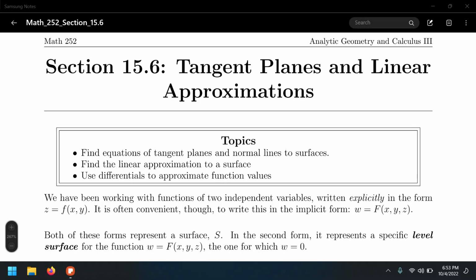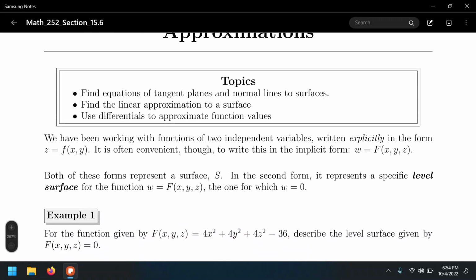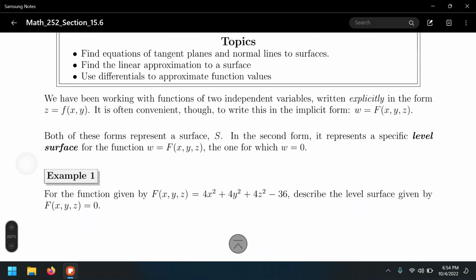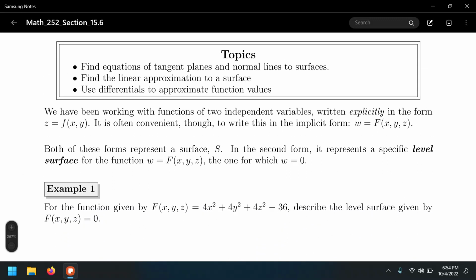Getting into the actual topic about the standard planes, let's do some review about surfaces and some of the equations of the plane and the line. Recall that we've been working with explicit functions of x and y, that's when we have the function equal to z. But in some cases, it's necessary or even more convenient to write these functions in implicit form.